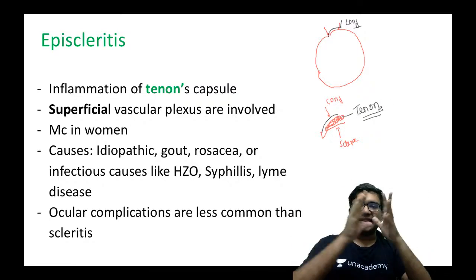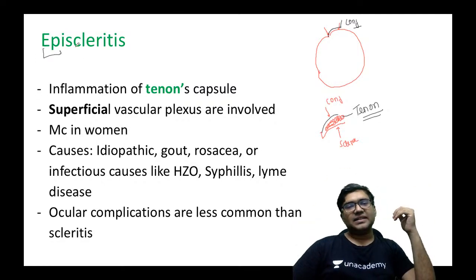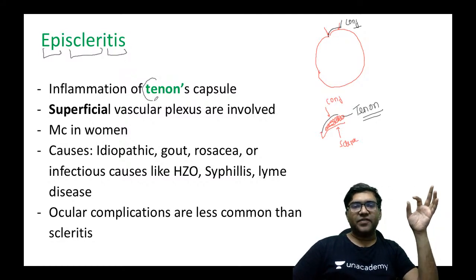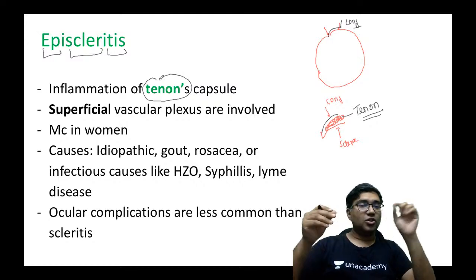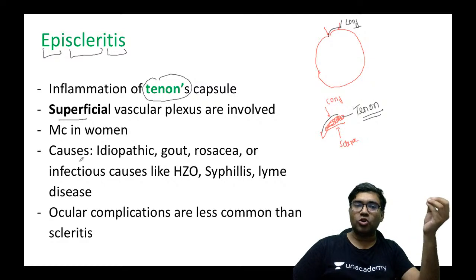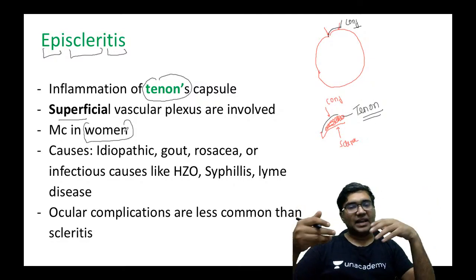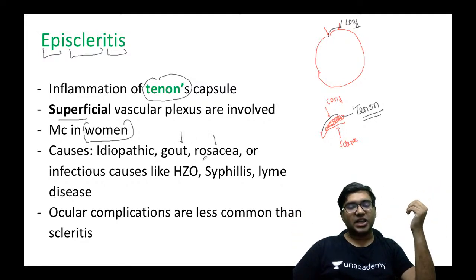So what exactly is episcleritis? Epi means above the sclera, having inflammation. So inflammation of Tenon's capsule is called episcleritis. Here the superficial vessels are involved. It is more commonly seen in females, where the causes can be either idiopathic or autoimmune diseases like gout, rosacea, or infective diseases like herpes zoster, syphilis, Lyme disease.